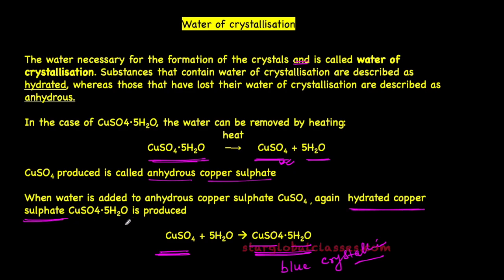So the number of water molecules to crystallize a salt varies from salt to salt. In this case, we can see that 5 water molecules are required. So these 5 water molecules are known as water of crystallization. Here the water of crystallization is 5 moles of water.